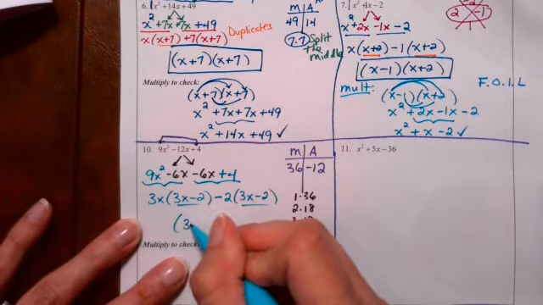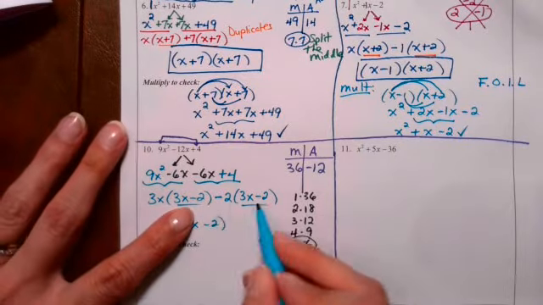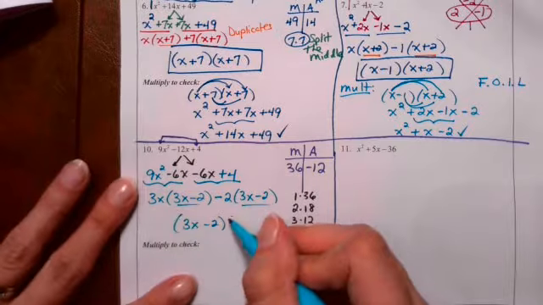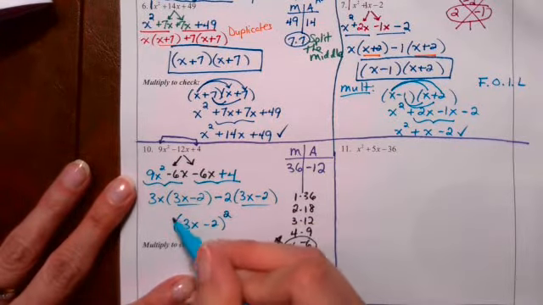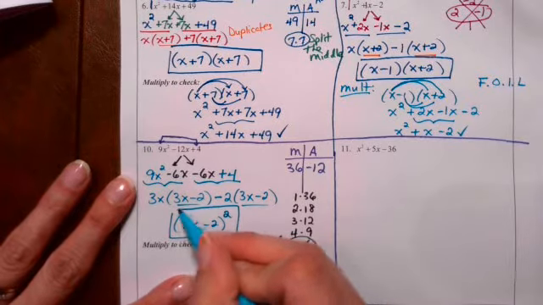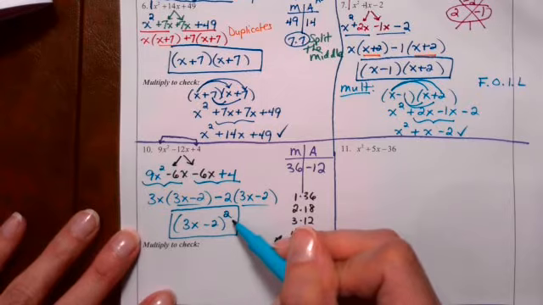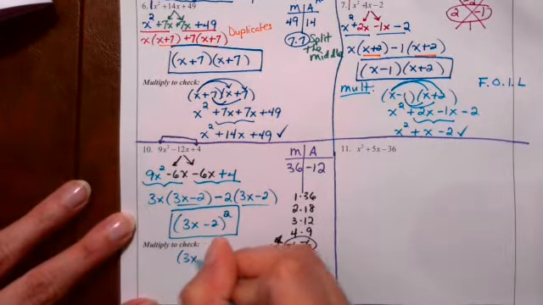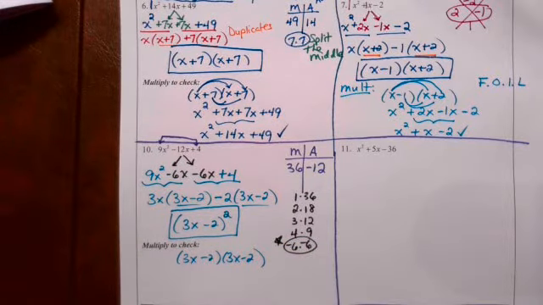So we have 3x minus 2. And then I've got another 3x minus 2. I can write it again, or I could just simply say quantity squared. You can write it either way. You can write it with a power, or you can write two of them. Now how do we multiply? I'm going to have to multiply 3x minus 2 times another 3x minus 2. And let's go ahead and FOIL that.